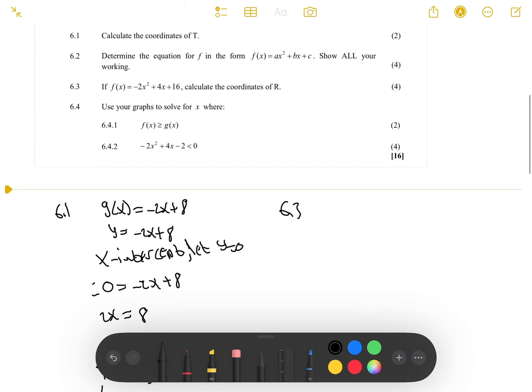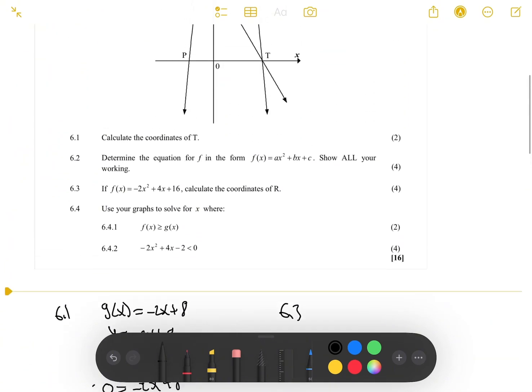In 6.3, they say if f of x is equal to this, calculate the coordinates of R. First thing to note here is whatever answer you got in 6.2 has to match the one in 6.3. Basically, they're telling you that the answer of 6.2 is what you are given in 6.3. Should you have found something different, note that you did something wrong. Okay. So anyways, they say calculate the coordinates of R.